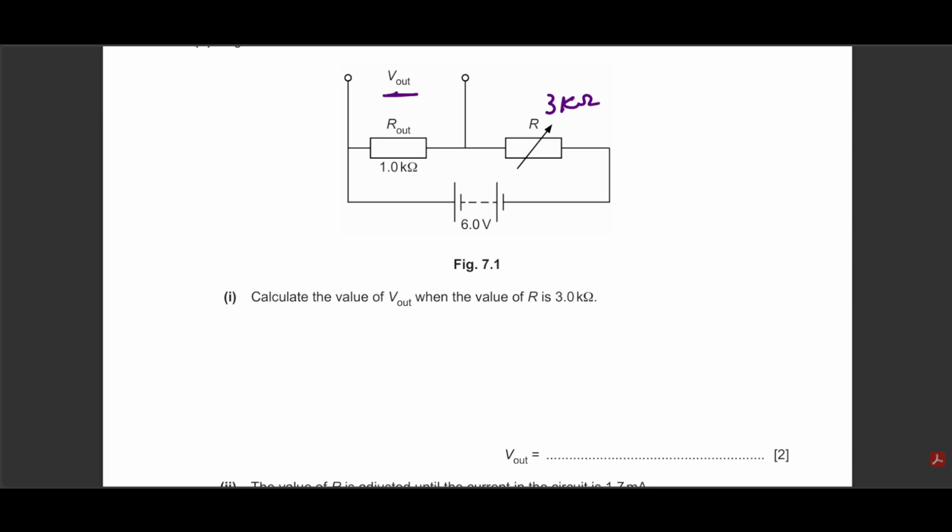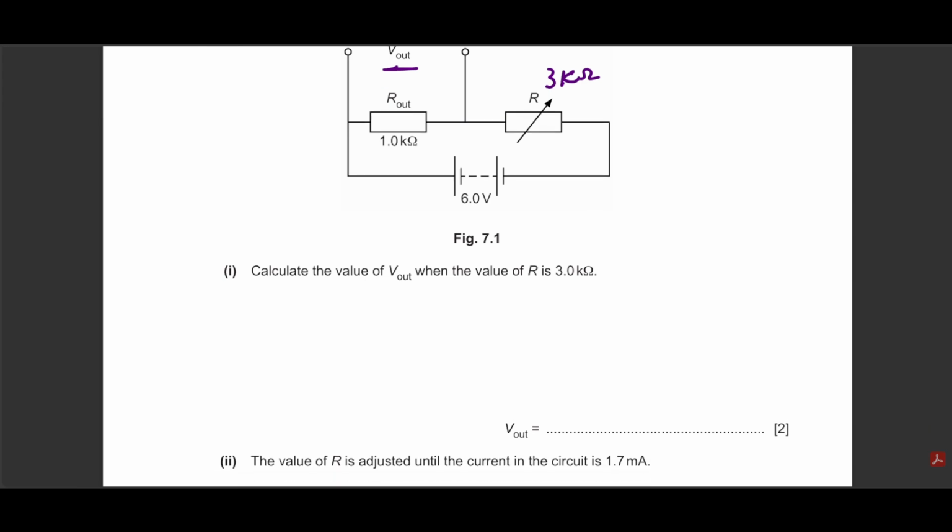Now, there are 2 ways to do that. Which method you choose is totally up to you, but I would advise you to use the potential divider rule: whatever component voltage you want to find, take its resistance in the numerator and divide it by the resistance of the whole circuit, which will be 1 plus 3 kilo ohms. So this is 1 plus 3. I'm not adding kilo ohms because kilo is in the numerator and kilo in the denominator, so when you add them together, they will be cancelled out. Multiply this with the battery voltage, which is being shared among them. So this will come out as 1.5 volts.